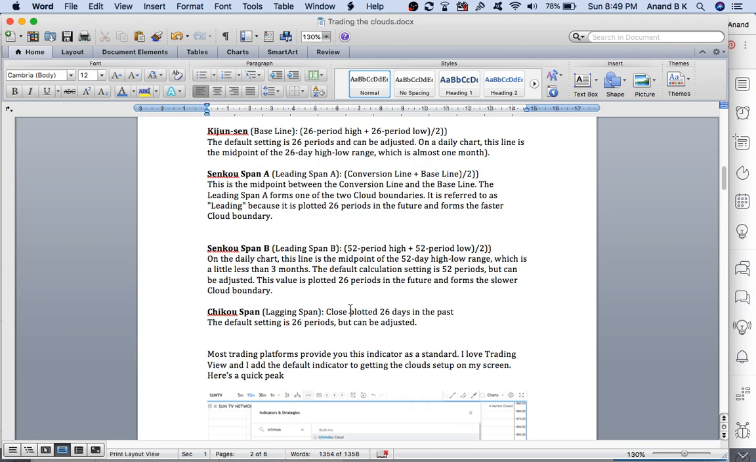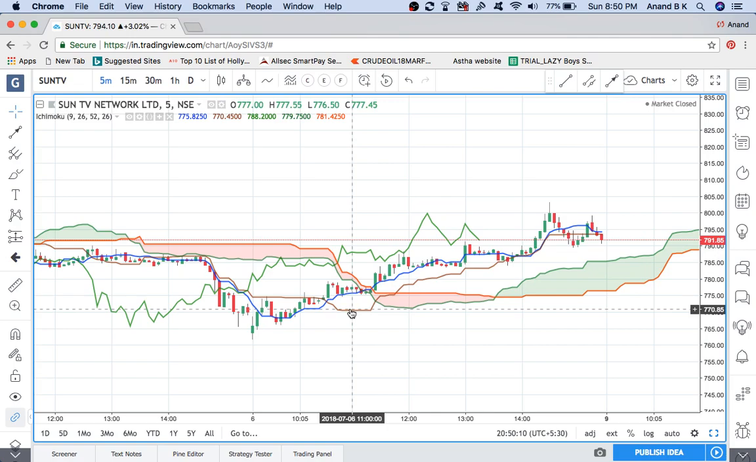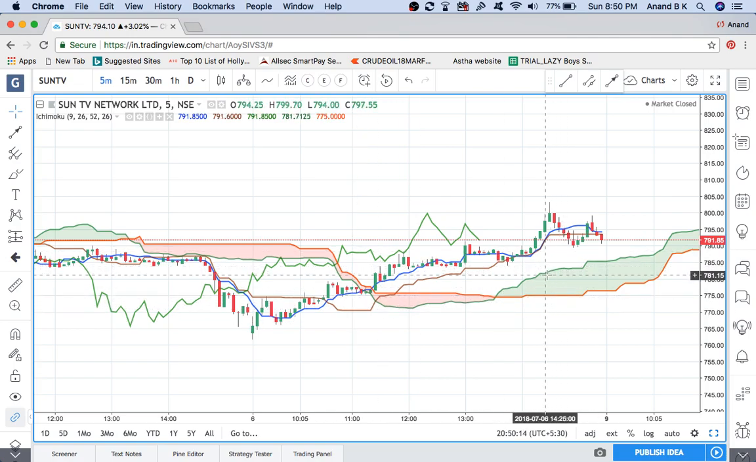And leading span B is a 52 period high and 52 period low, so it goes back as far as 52 candles, depending on the time frame you're using, and takes the midpoint of that. So when you look at it, this is the slowest, the next slowest is this, the fastest is the 9 period, which is the blue line, and the brown line is the next fastest, which is the 26 period.